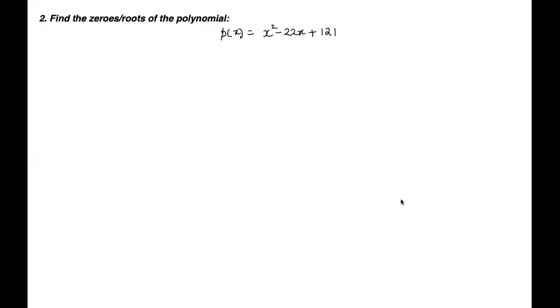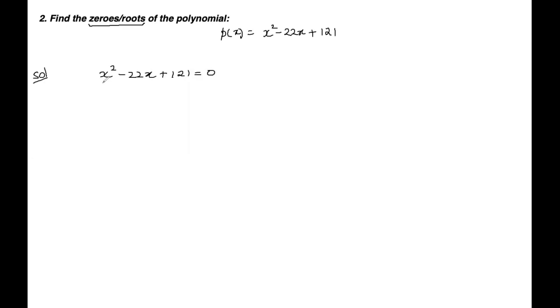In the second question, it is given: find the zeros or the roots of the polynomial p(x) is equal to x square minus 22x plus 121. Now, one thing you need to note is that the zeros and the roots of the polynomial are the same. So what we will do is, we know that to find the zeros of the polynomial, we set the polynomial equal to 0. So we'll put x square minus 22x plus 121 is equal to 0.